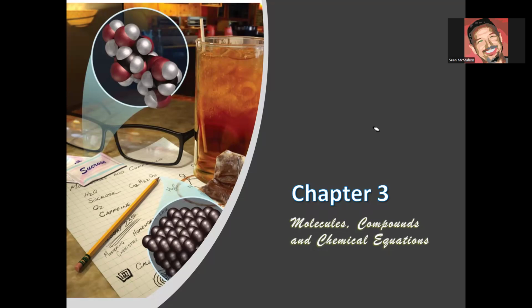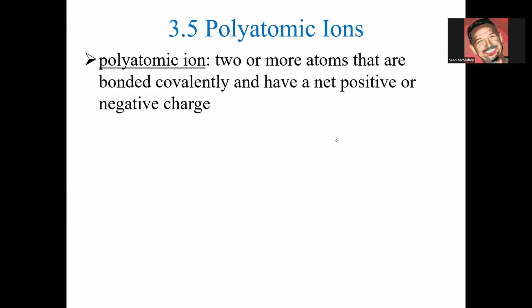Today's lecture will be naming polyatomic ions and how to derive their name from a simple trick that I'd like you to use. It's not mandatory, but here we go. So, polyatomic ions, what is it? When you have two or more atoms that are bound covalently and they have a charge.